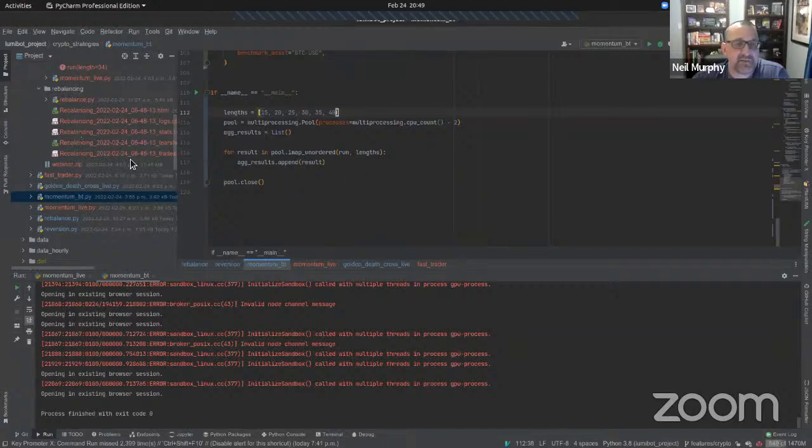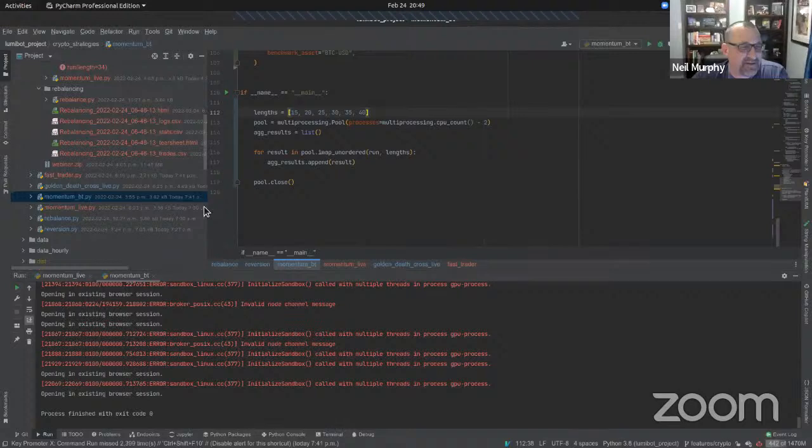All of this red doesn't mean bad. I just noticed it's all red. It means I haven't put these into Git. That's all that means. So let's have a look at the first one.